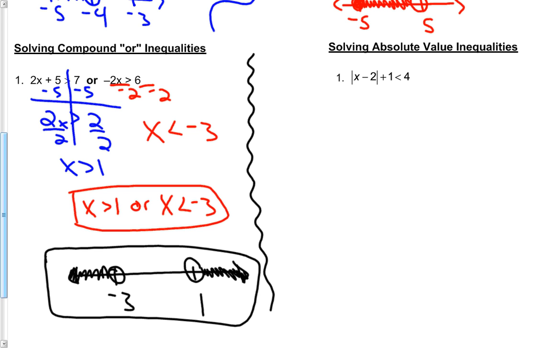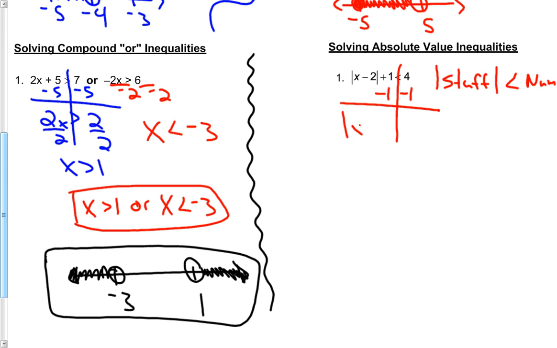This is tricky. Before you can do anything, you have to get it to look like this: absolute value with stuff in it, and then some sort of inequality sign and some sort of number. Right now, I don't have that because on the left side of my inequality, I don't just have stuff inside the absolute value. I have this positive 1 here that's got to move first, so I'm going to move this the same way you'd always move it.